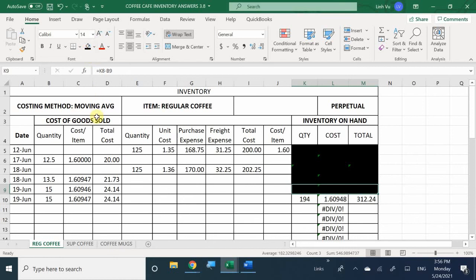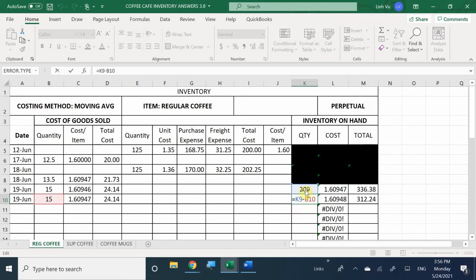Wait, can I see that formula again? Sorry, I'm trying to keep up. So it's the 209 minus the 15, the quantity. Oh, so I just basically cell reference. I click 209 minus the 15. Okay. That's that formula right there.